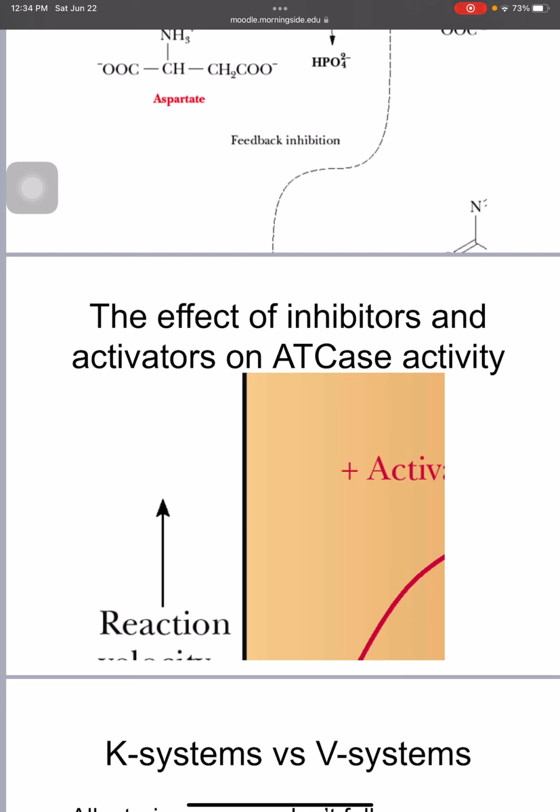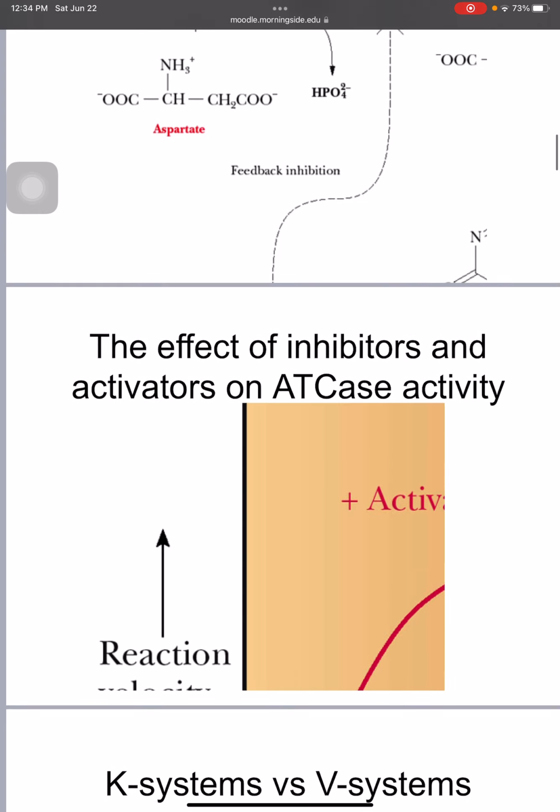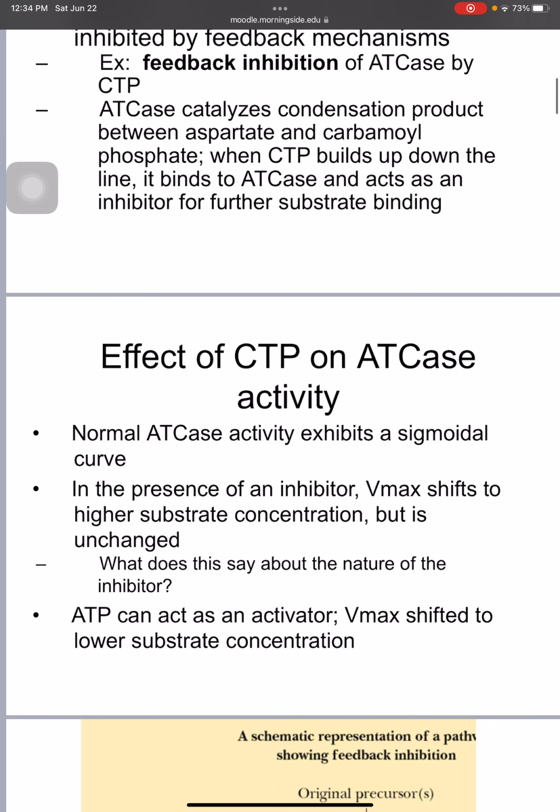With an inhibitor, you have to have a larger substrate concentration to get to your Vmax, right? So Vmax overall is unchanged with ATCase, no matter what, whether you have an inhibitor or activator or nothing, but it takes a larger amount of substrate with an inhibitor and a lower concentration of substrate to get there with the activator.